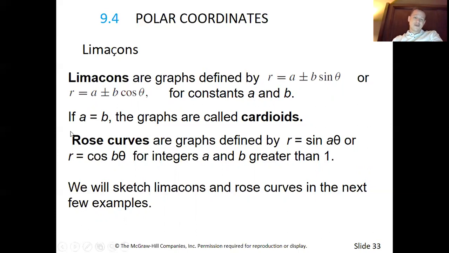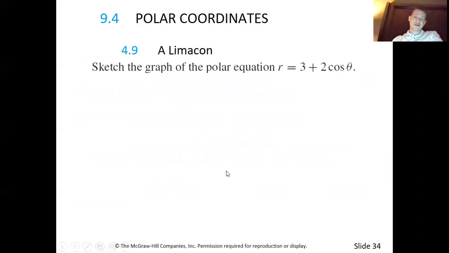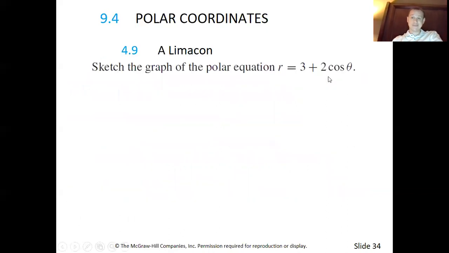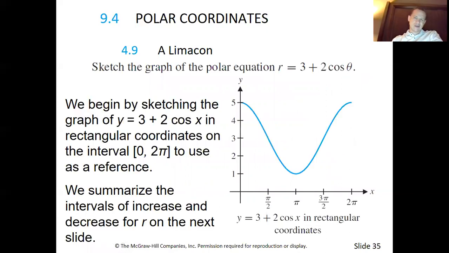Now you have also something called a rose curve. They are something where they look like r is just flat out sine of some number times theta, or cosine of some number times theta for integers a and b that are more than 1 specifically. So let's go through some. Sketch the graph of a polar coordinate 3 plus 2 cosine, which would be a limicon. Limicon, something like a number plus a number times sine or cosine. And how do you actually graph these by hand?